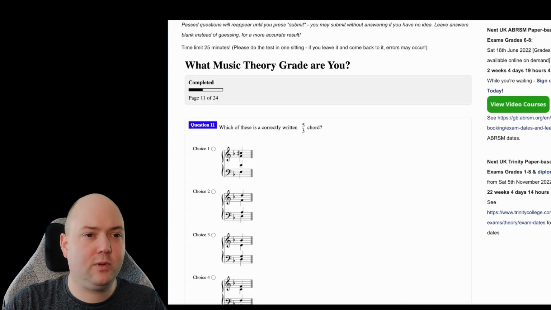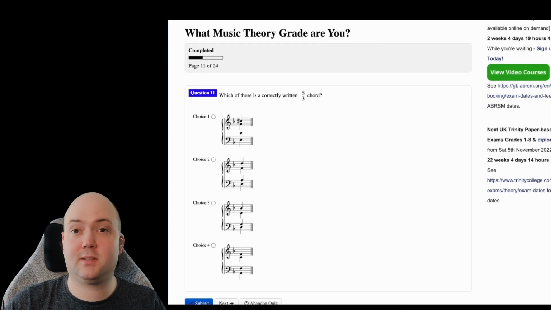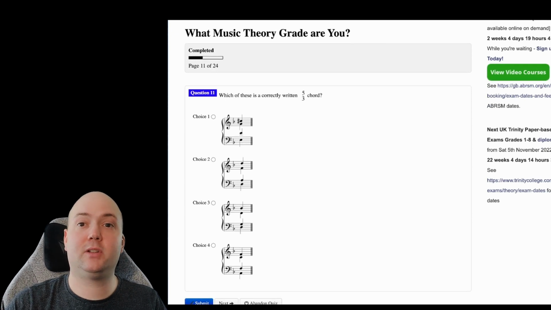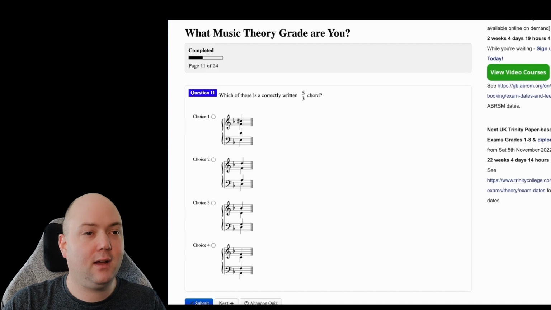Question 11. Which of these is a correctly written 5/3 chord? So I just mentioned this a little bit earlier about the different inversions. A 5/3 chord is root position, which means you have a root note and then a note that's a fifth and a third above. That's how you easily construct a major chord. So we're just looking for something that's in root position.